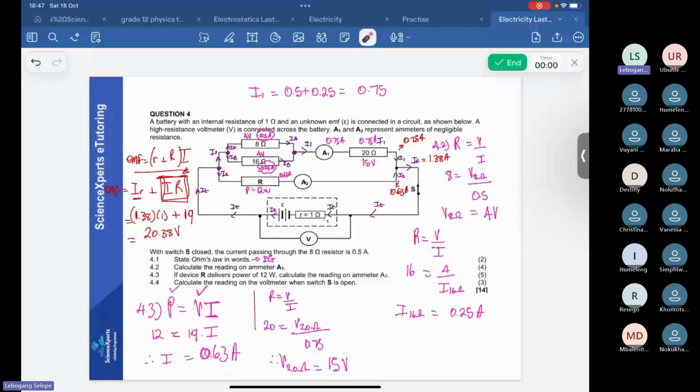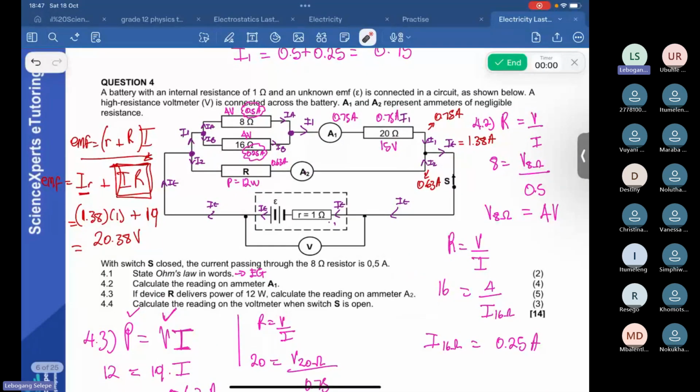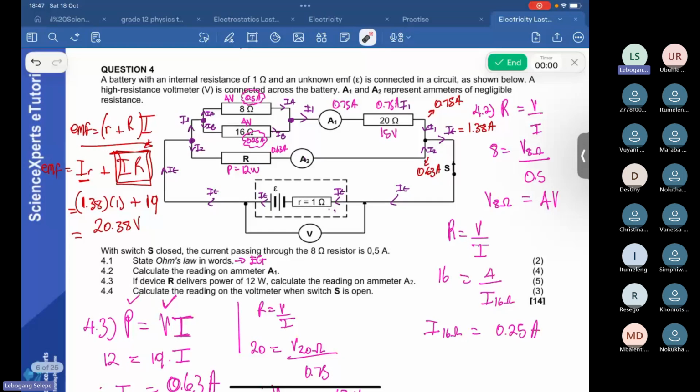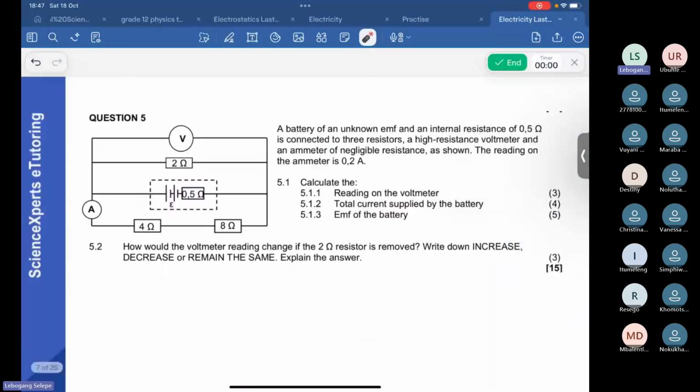It is an interesting question, and it shows you how you must be able to understand the basics before you can answer any other question. The basics are what is important here. Here's the next one.